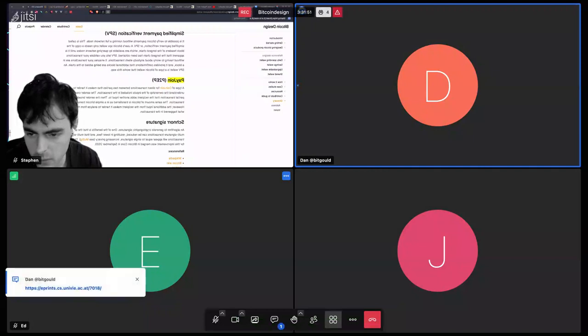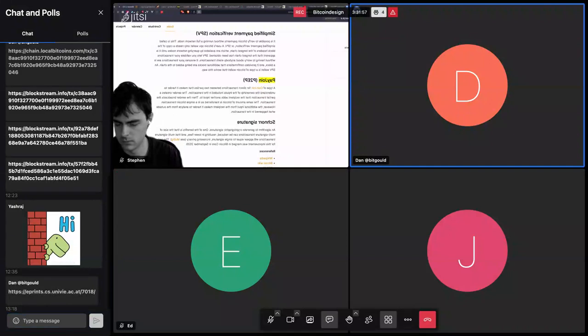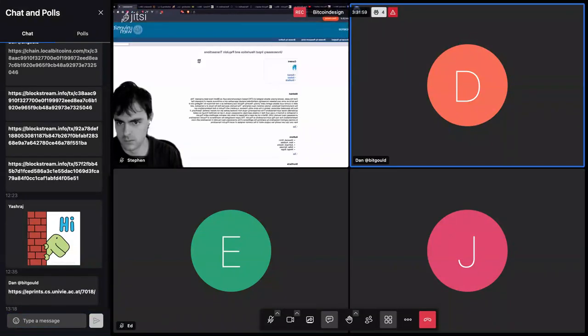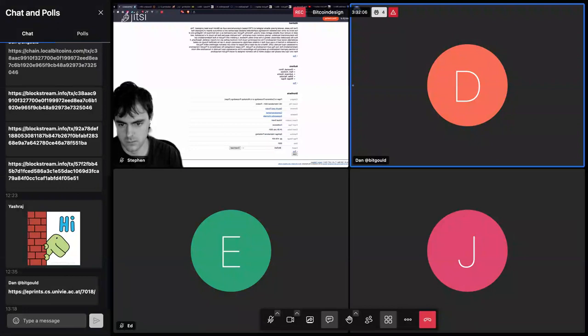I also am going to paste in chat, relevant to something we talked about earlier, how many PayJoins do you need in order to skew people's privacy? There's this PayJoins and unnecessary input heuristic paper that came out a couple years ago.